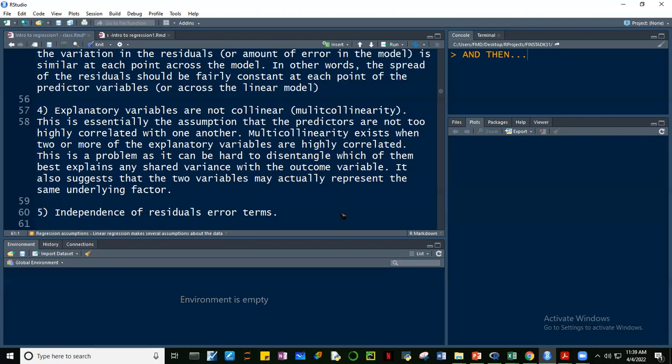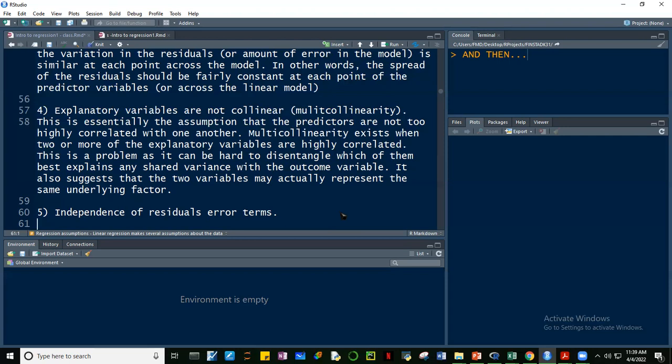Ilang proportion ngayon ang ina-explain ni x1 on y? Ilang proportion ang ina-explain ni x2 on y? Diba? So that's the problem there. No? It will be hard to disentangle the explanatory power of each of those variables.